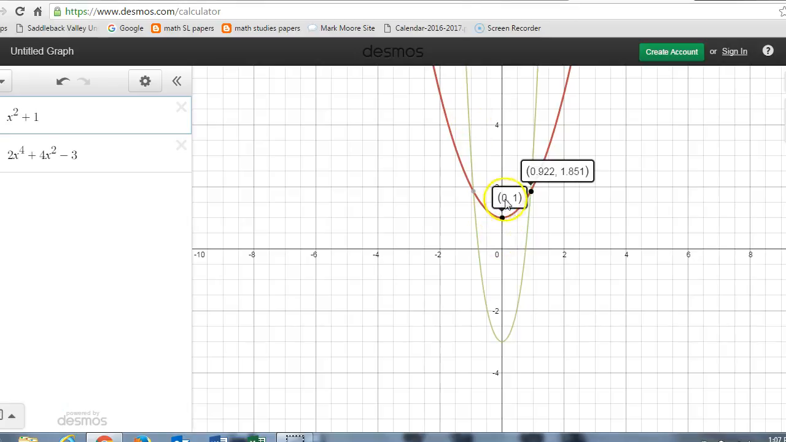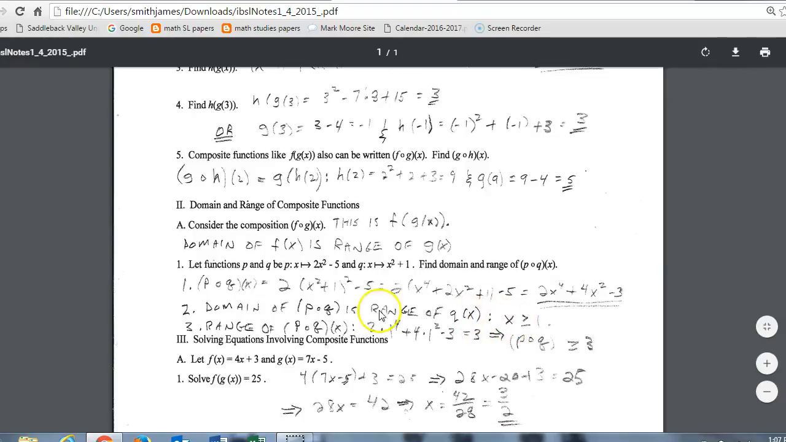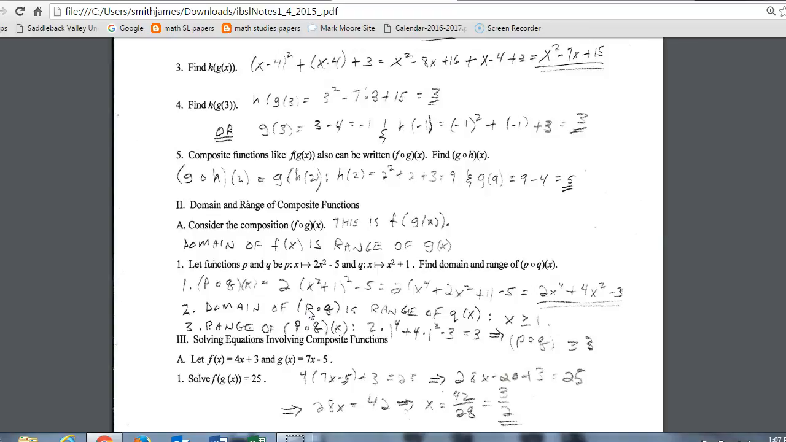Since that's becoming domain, we just simply change y to x. So the range was y is greater than or equal to 1, which means the domain of the composite function would just be x greater than or equal to 1. So again, the range of the interior becomes the domain of the exterior, or the composite function that we're getting for this. So that's how we get the domain.